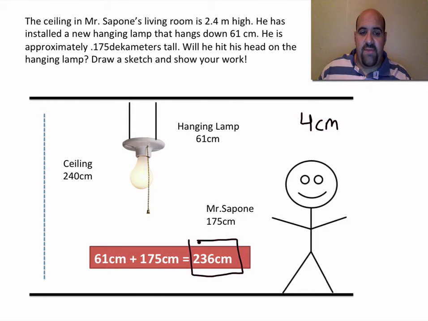The combined height of Mr. Sapone and the lamp is 236, shorter than the room, so there is some clearance. Hopefully that helps you solve problems like these.